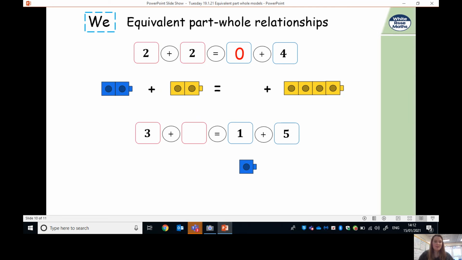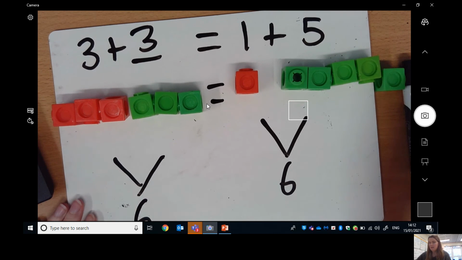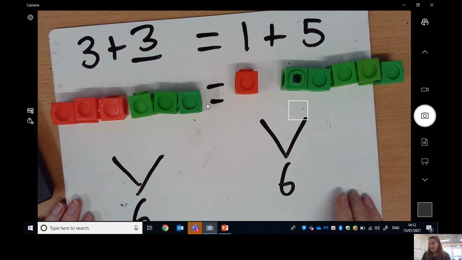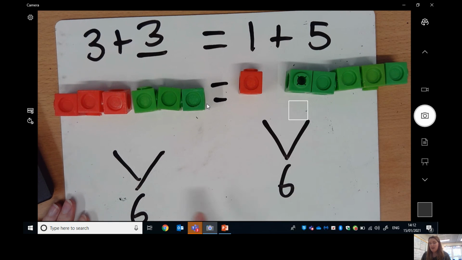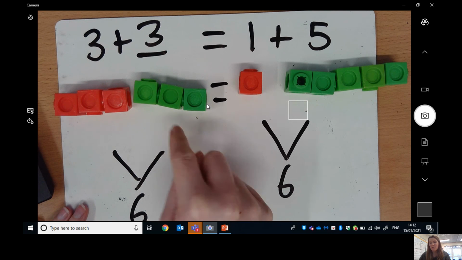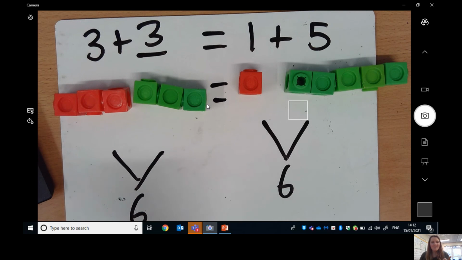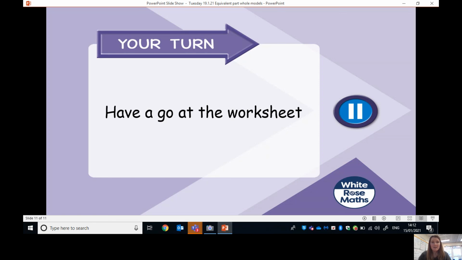Okay, you should have had a go. Let's see if yours matches mine. I said that 1 plus 5 made 6. Did you get that? Brilliant. So I said this side had to make 6. We already had the 3, and I knew my number bond to 6 was 3 plus 3. So I put 3. Did you get that? Fantastic, we got the same answer. Well done, guys. 1 plus 5 makes 6, the same as 3 plus 3 makes 6.